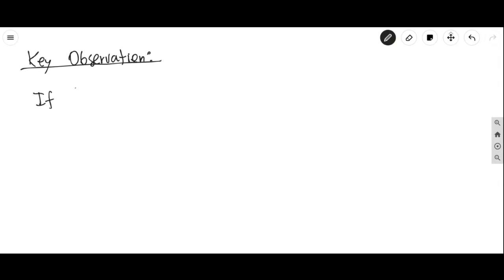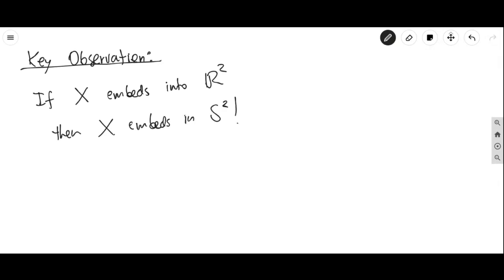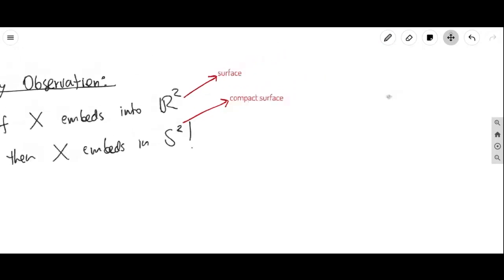If X embeds into R2, then X embeds into S2. So what's the difference between R2 and S2? The main difference between them is one is compact and one is not. So this is a surface, but this one is a compact surface. And in topology, we like to work with compact spaces because they just behave better. So if you have an embedding into R2, then you have an embedding into S2.